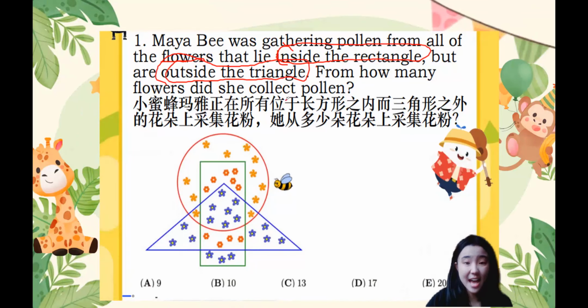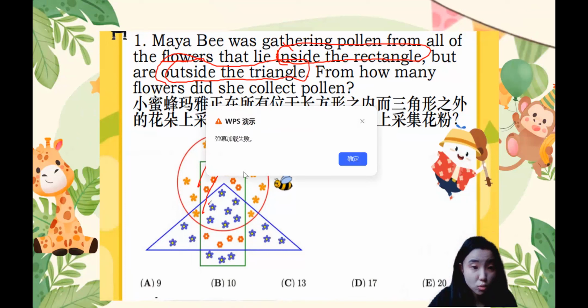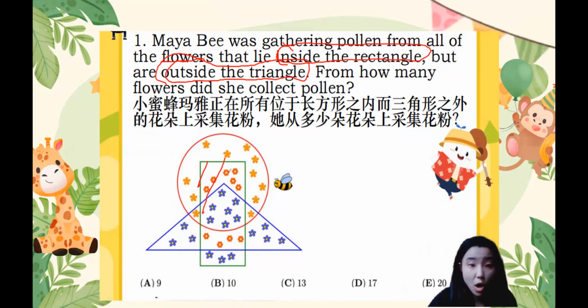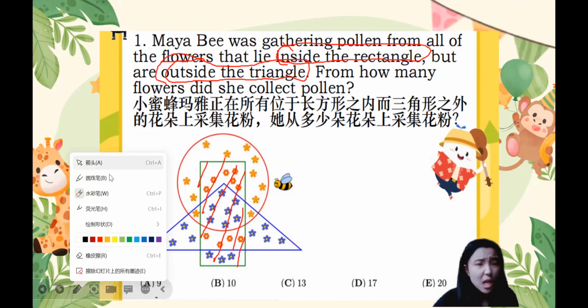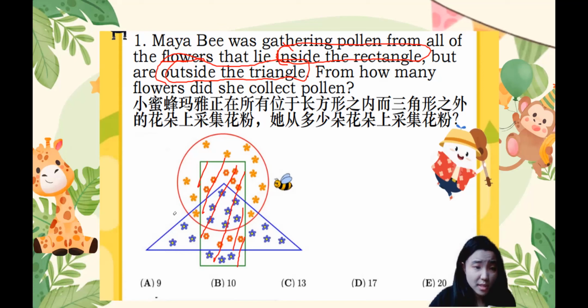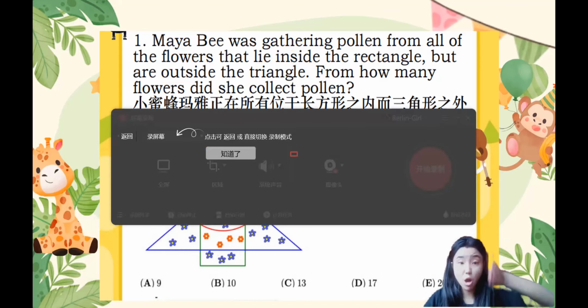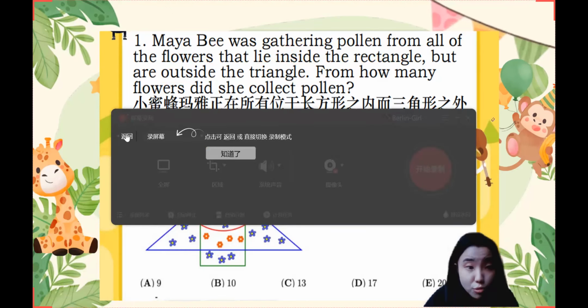Inside the rectangle. Where is a rectangle? Yeah, the green one is a rectangle. So we need to contain all the flowers inside this rectangle. How many flowers are inside the rectangle? Let's count together. But we cannot just count all together. We need to count in order, from row to row or column to column.